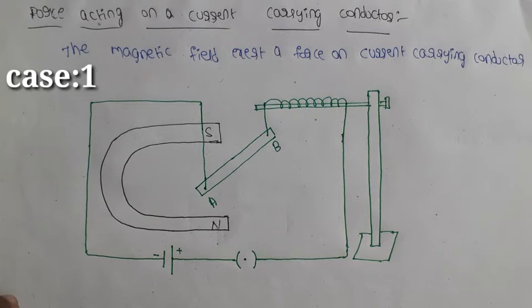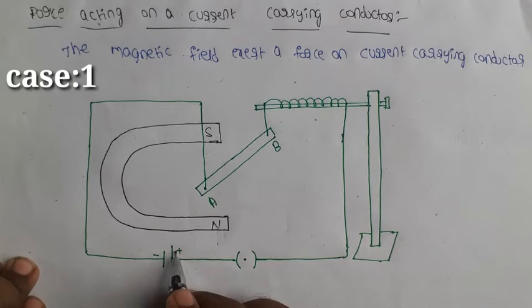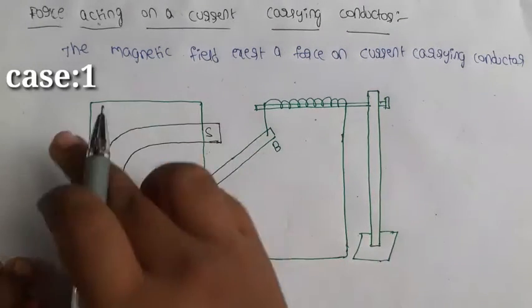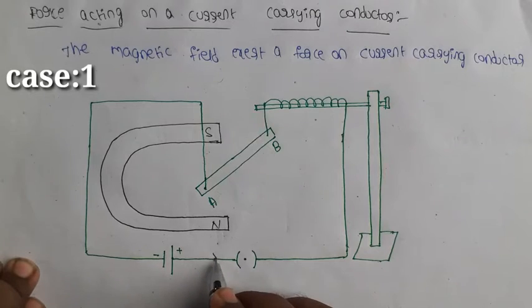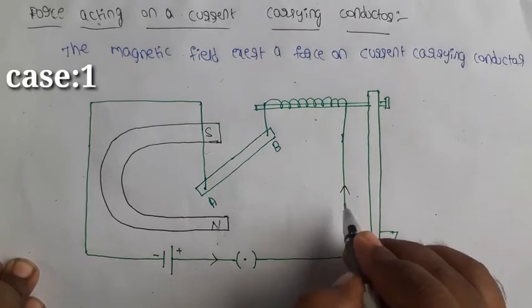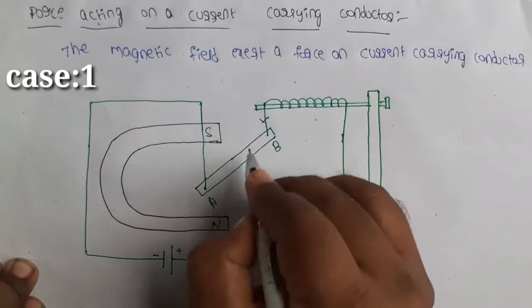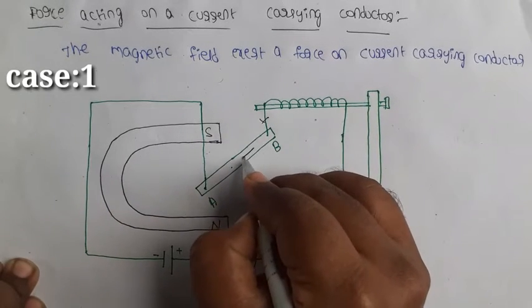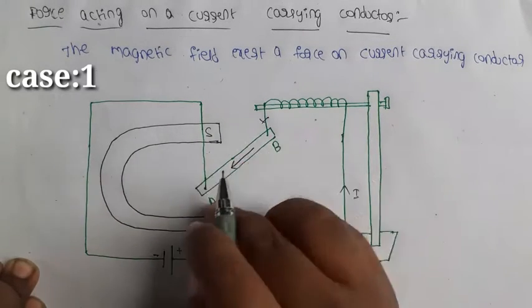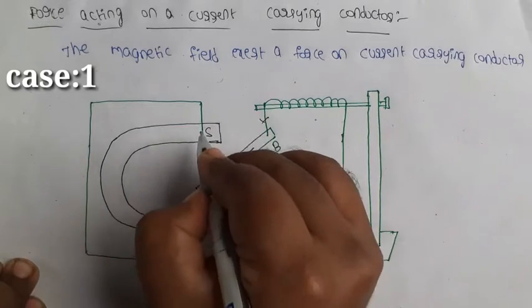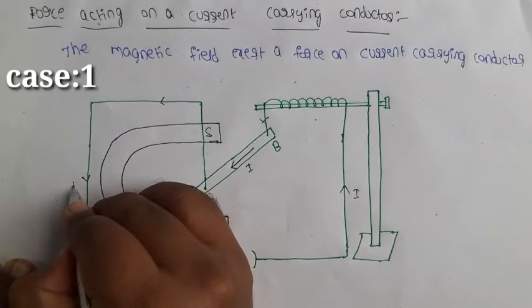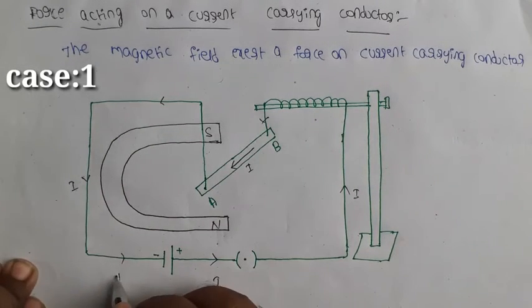Observe, what is the direction of the current? Current direction is positive to negative. So this is the direction of the current. The current direction in the rod is B to A. Okay.